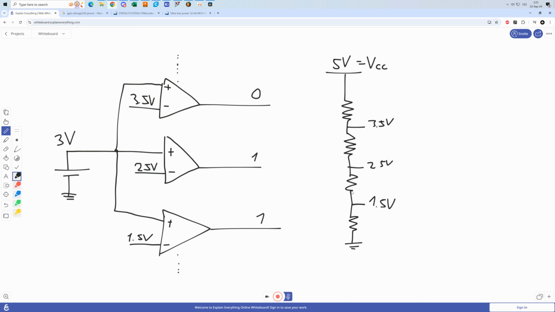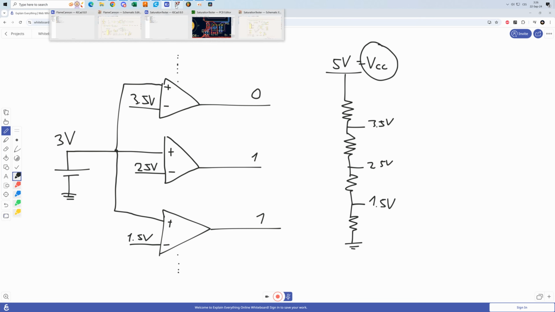So these resistors are not going to introduce any voltage ripple. They only divide the voltage, they do nothing else. So we must only ensure that the supply voltage is very, very stable, because the stability of the supply voltage will then determine the stability of these voltage references, and therefore it will also affect how sensitive or how precise our analog to digital converter is.